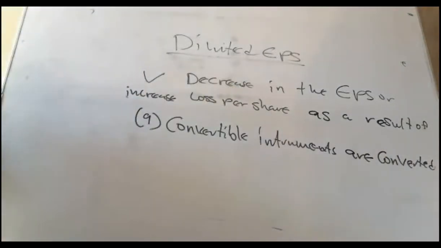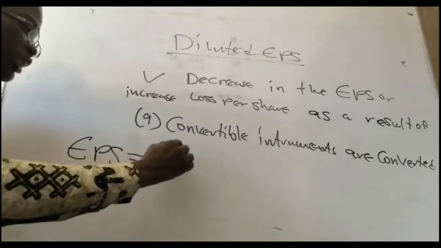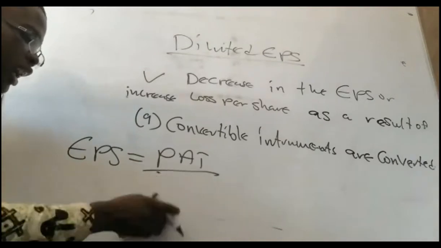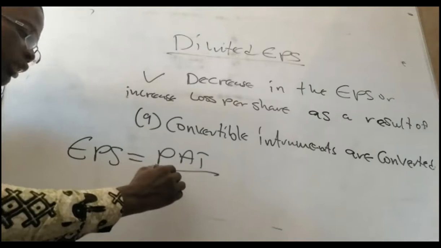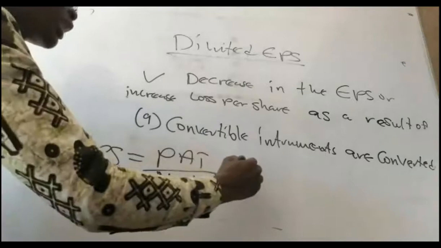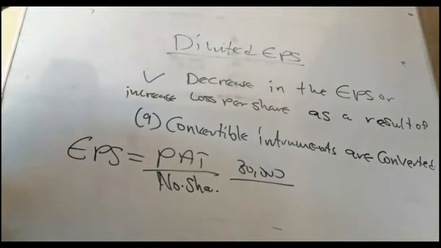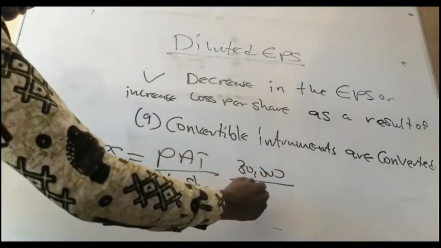Good. I'll explain that. Now the issue is this. You know, from the previous lecture, we said that earnings per share is nothing but your profit after tax divided by the number of shares, or weighted average number of shares. Now let us say my profit is 30,000. The number of shares happens to be 60,000 shares.